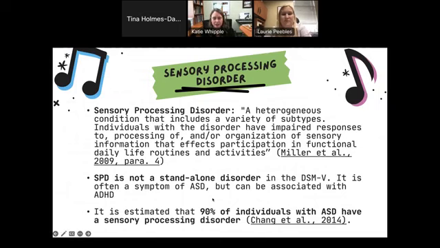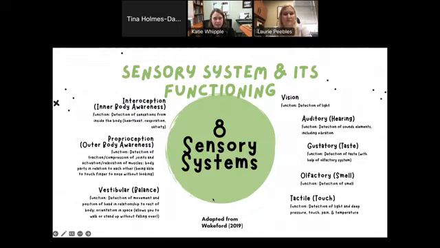So let's take a look at sensory processing and its different functions. If you look on the right-hand side of the screen, you'll see we have vision, auditory, gustatory, olfactory, and tactile. Those are the ones that we tend to think of the most when we think about our sensory system, but there are really 3 others, 2 of which might be a little more familiar to you.